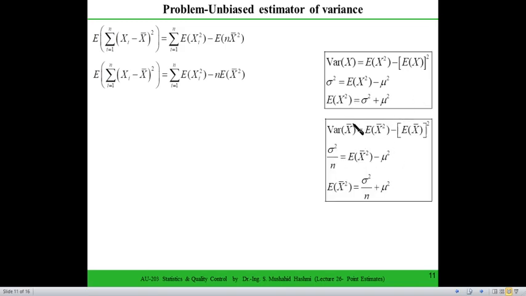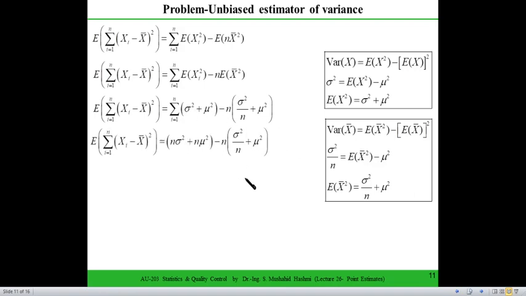Similarly, if you're dealing with the sample mean, which is x bar, the variance of x bar would involve the expected value of x bar squared. The variance of x bar is the variance of the sampling distribution, which we have already seen is sigma square over n. The expected value is the same as the true mean, because x bar is your unbiased estimator. Then these two expressions, for the expected value of x square and the expected value of x bar square, are substituted back into that equation.